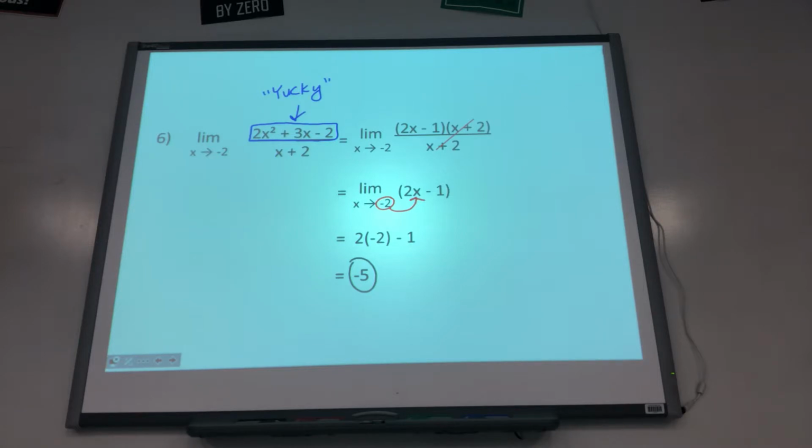Okie doke. Any questions on that one? Okay, I've got one more where we're finding the limit, I believe, and then after this, we'll talk about some limit properties. So this says the limit as x approaches 3 of x plus 3 over x squared plus 9.